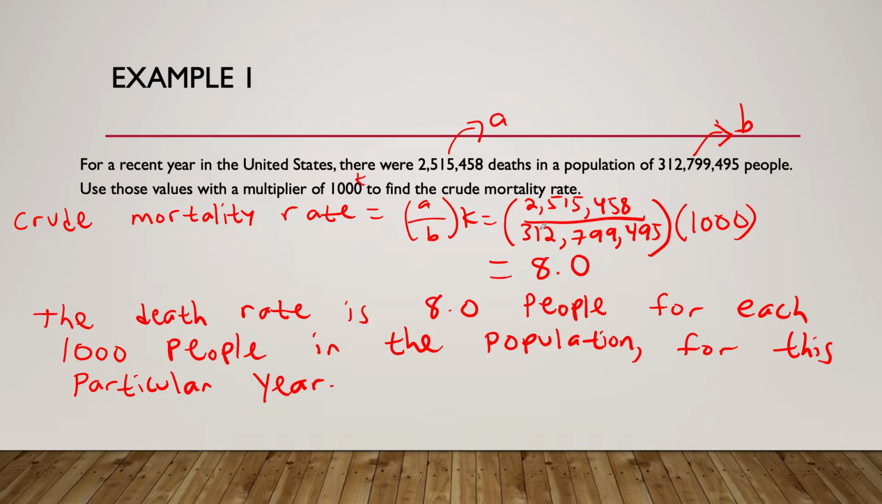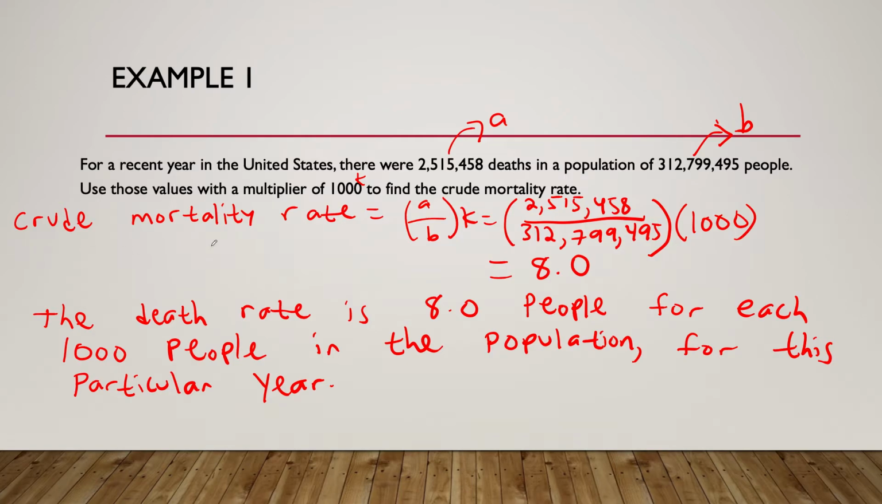So with all those formulas in mind, we have an example here. For a recent year in the United States, there were 2,515,458 deaths in a population of 312,799,495 people. Use these values with a multiplier of 1,000 to find the crude mortality rate.